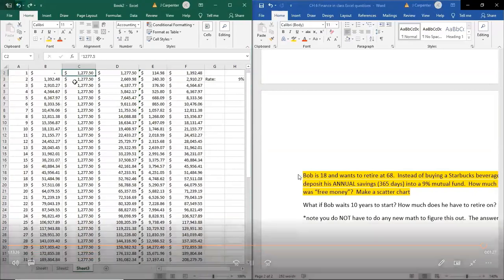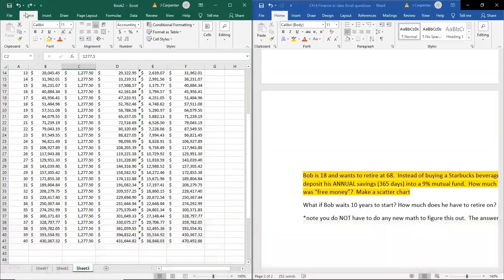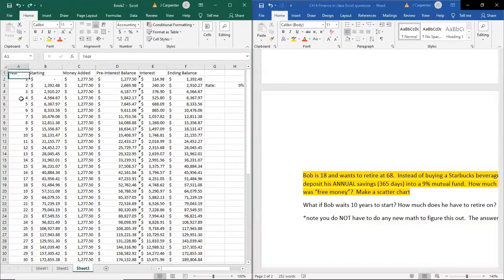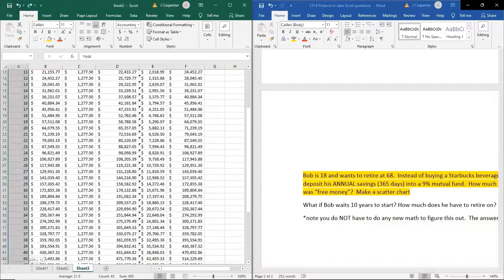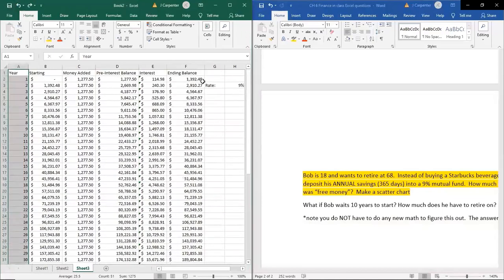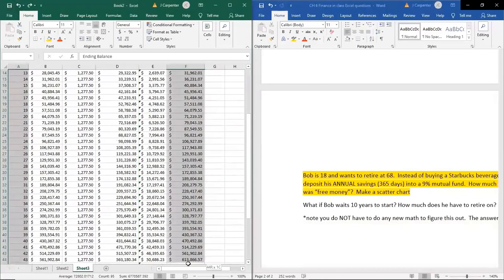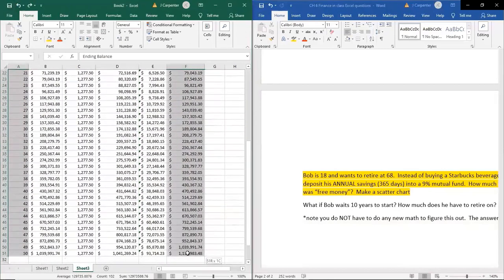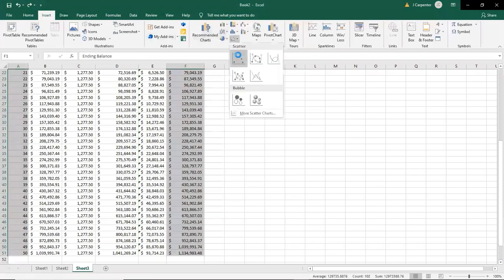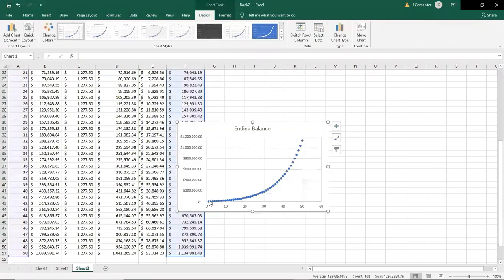Going back to the original numbers with the 50 years. There we go. Let's just highlight the years. I just want you to see the table so you can get a visual of your money exploding. Scroll back up, hit control, highlight the ending balance, all 50 years worth. We're gonna insert scatter plot. Holy freaking cow. The tightness of these dots right here is really emphasizing this explosion around year 30.